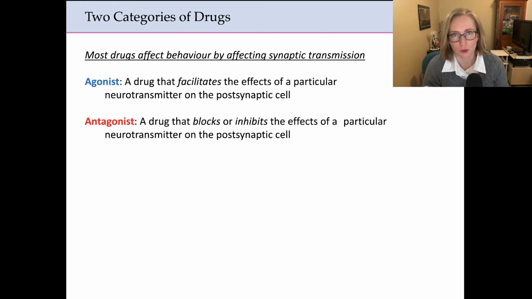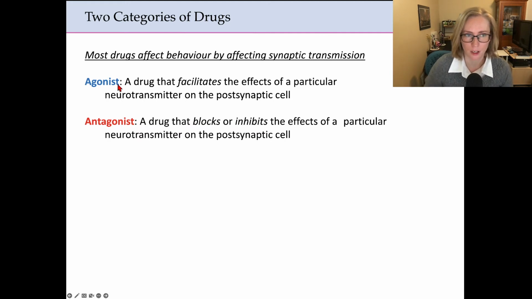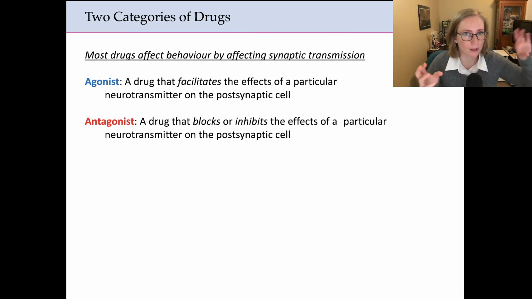When we talk about a drug, it can either be classified as an agonist or an antagonist. An agonist is a drug that helps facilitate the effect of that neurotransmitter. So for example, if you're depressed and you take an antidepressant such as an SSRI, it is there to help facilitate serotonin, right? Your brain doesn't make enough serotonin, so it does this fancy thing where it blocks the reuptake so that it hangs out in the synapse longer.